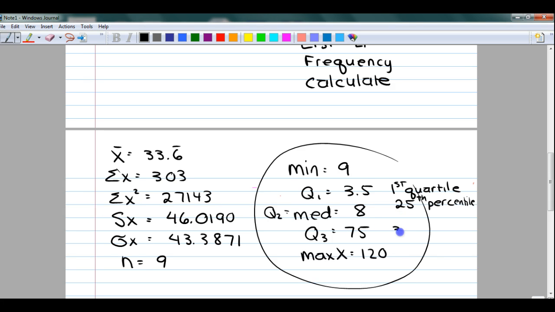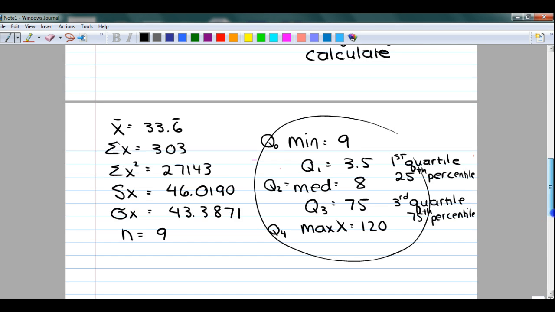Q3, that's the third quarter of the data. 3/4 of the data is no bigger than Q3. That's also the 75th percentile. 75% of the data is no bigger than Q3. Max x, well, we could think of that as the 4th quartile. We never call it that, we just call it the maximum. It's the 100th percentile. That means the minimum would be the 0th quartile, or Q0. That's how they all fit together.